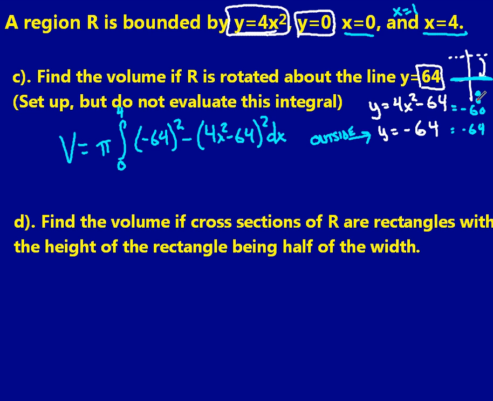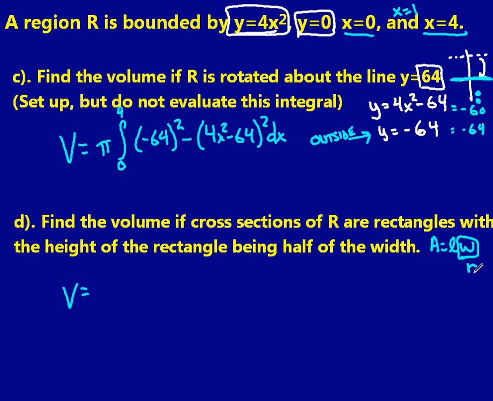All right, the last part. Find the volume if cross-sections are rectangles, with the height being half of the width. So this sounds ugly to begin with, but first off, think rectangle. The area of a rectangle is just the length times the width. Well, the length is, we're saying, being half of the width. The width would just be how far or how wide all these regions are. The width is the same as the radius from the last problems.